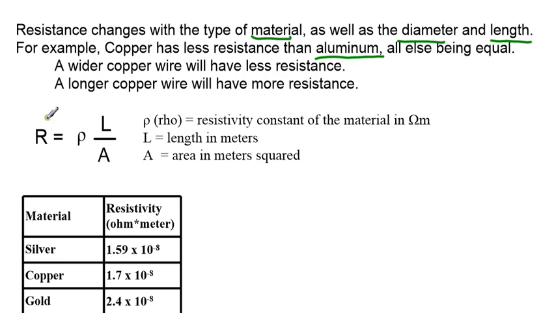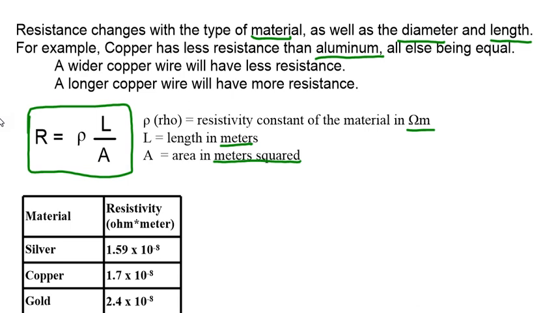Okay. The equation that you want to be familiar with is this. Resistance is equal to rho times L over A, where rho is the resistivity constant of the material in ohm meters, L is the length in meters, A is the area in meters squared. Be careful of your units.